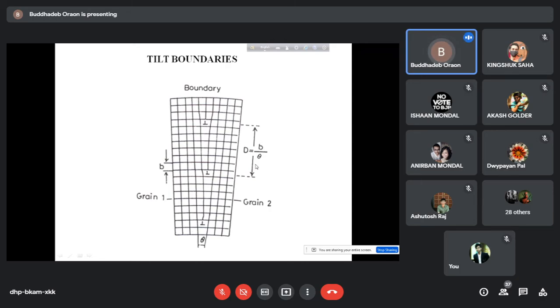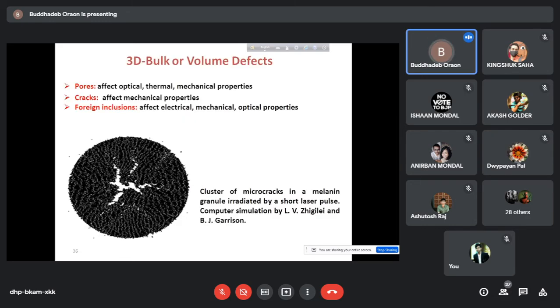So this is the measure. This is the measure of tilt boundary. We have this measure D as the b divided by theta. Theta we take in appropriate unit. So this is a measure to get an idea of tilt boundary, how to find out. So these are the above three types of 2D defects.